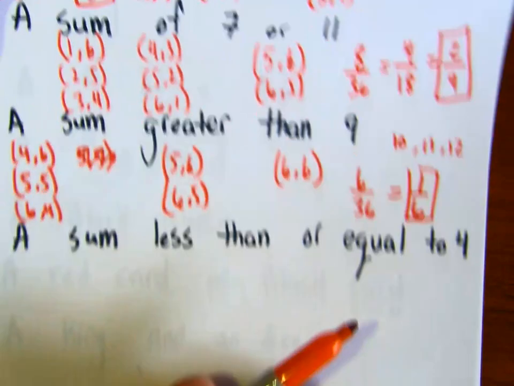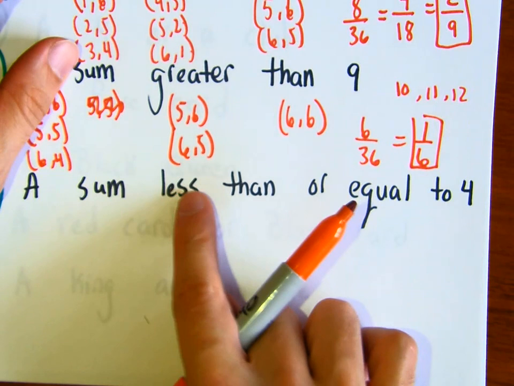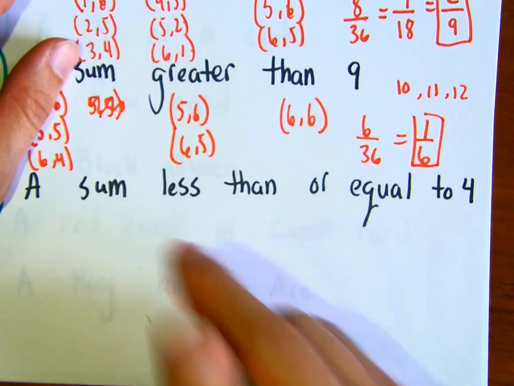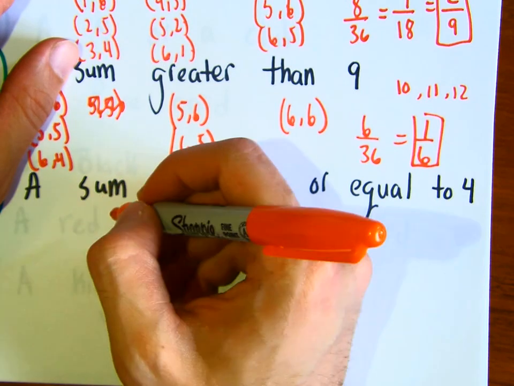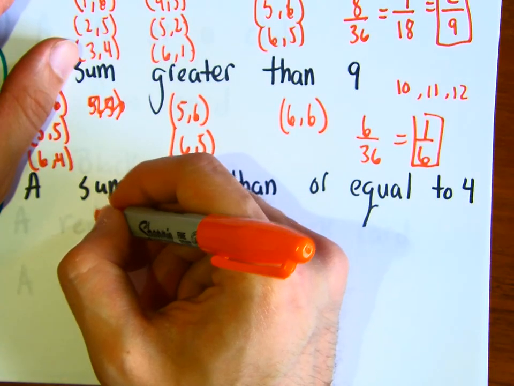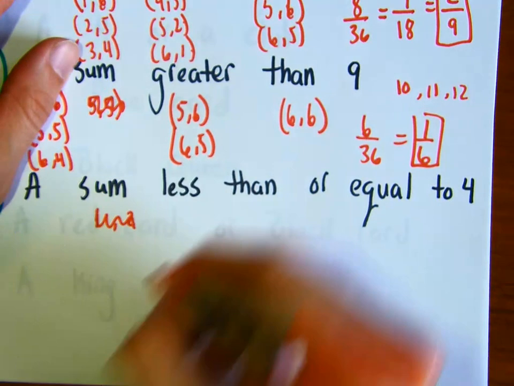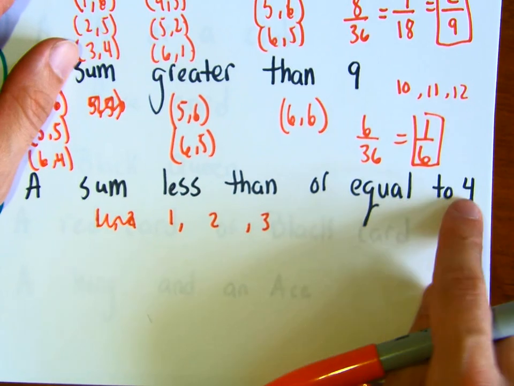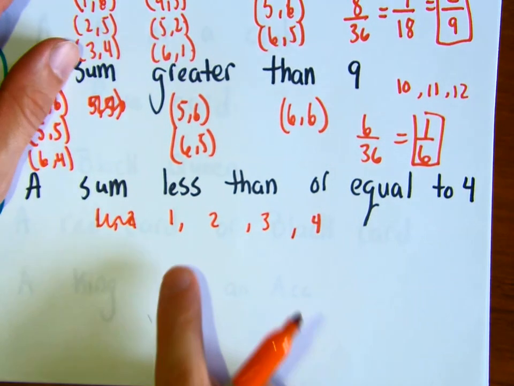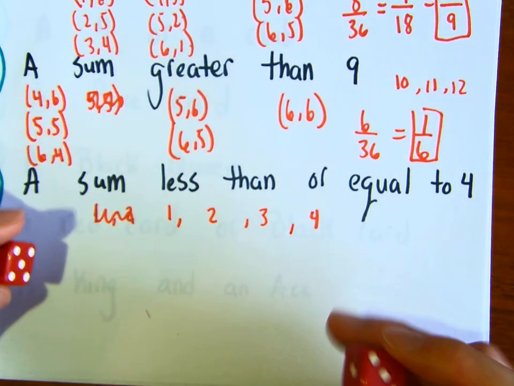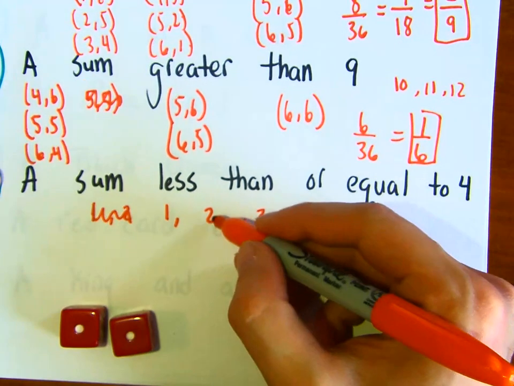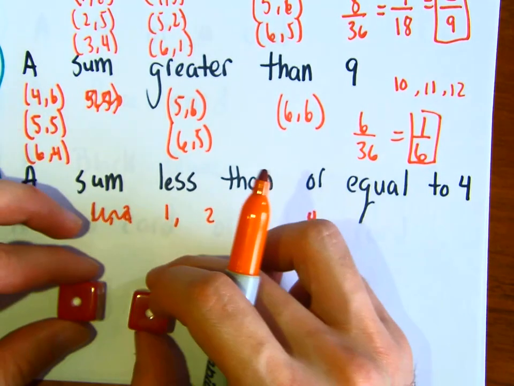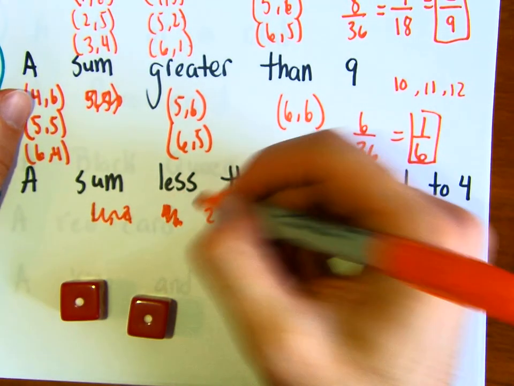Okay, let's try this one. It says a sum less than or equal to 4. So what is everything less than 4? It is 1, 2, I'm sorry. Yeah, 1, 2, 3, and what's the other one? It says equal to 4, right? So this is 4. Notice that if I have 2 dice, what's the lowest sum I could get? The lowest sum you could get is a 2. It's impossible to get a 1 if you add the 2 values of 2 rolls on a dice. So notice 1 is not even a possibility.